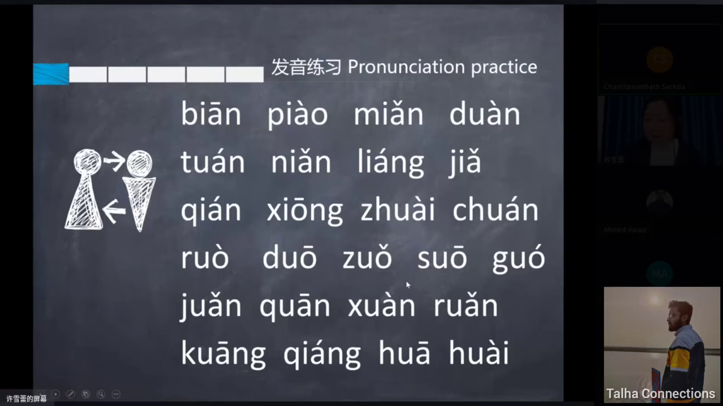Yeah, actually, we have, how to say that? A, o, e, i, u, ü. These six single vowel finals, right? But only i, u, and ü appear in the middle between an initial and a final, right? So remember, only these three can be in the middle of a syllable.